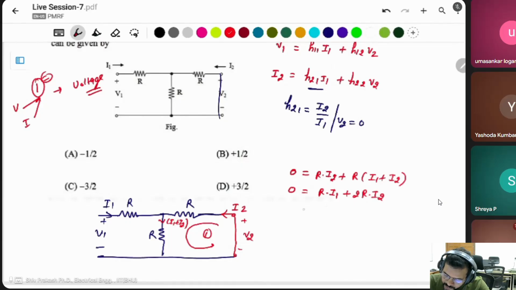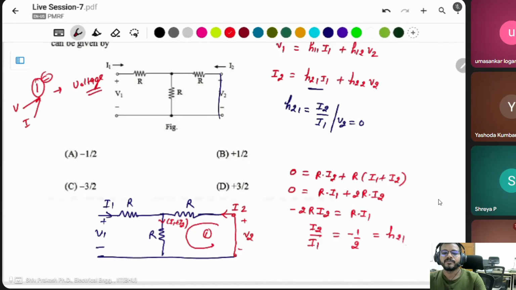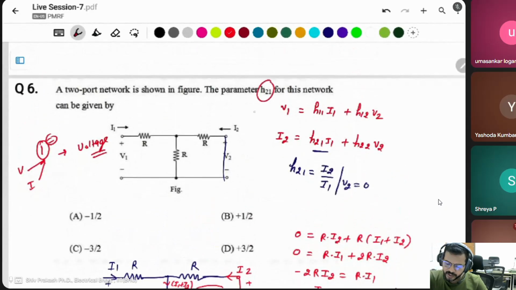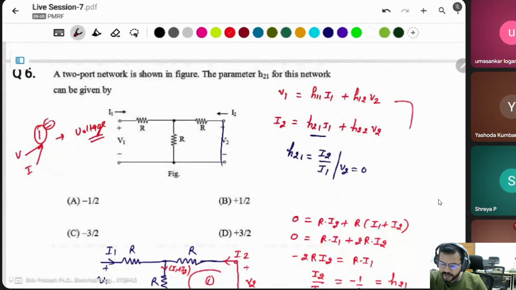Then we have to find I2, so this will be minus 2R I2 is equal to R into I1. R will be cancelled out, with I2 by I1 equal to minus 1 by 2, which is the same as the H21 parameter. If any parameter is asked, like H21, you can find it directly by writing these two equations. Then find the one which is asked in the question, like H21. Then take this equation. If you are asked about H21, it means I2 by I1, the remaining will be 0.